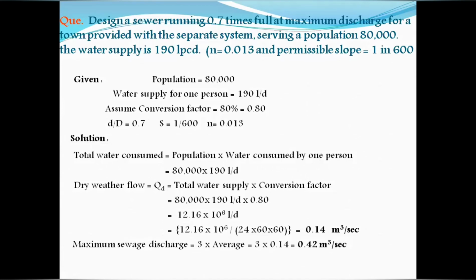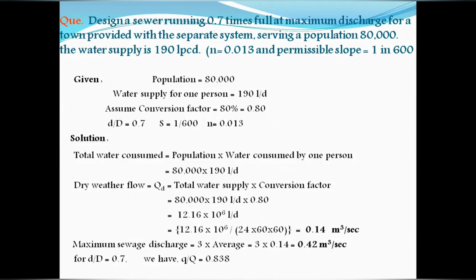Then maximum sewage discharge is equal to 3 times the average discharge, and the average discharge is 0.14 meter cube per second. Make note that here the conversion of liter to meter cube is not given, so please make note of that. Then we have found that maximum sewage discharge is equal to 3 times average, that is 0.42 meter cube per second.